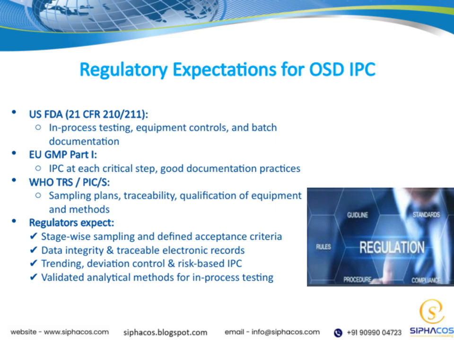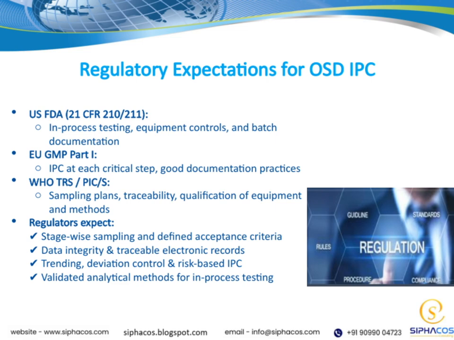Now, what do regulators generally expect from us? They want to see stage-wise sampling with clearly defined acceptance criteria, which helps determine whether a batch is acceptable at each step. Data integrity and traceable electronic records are crucial, meaning all data must be reliable, unaltered, and traceable back to its origin. Trending data, deviation control, and a risk-based approach to IPC are also important.